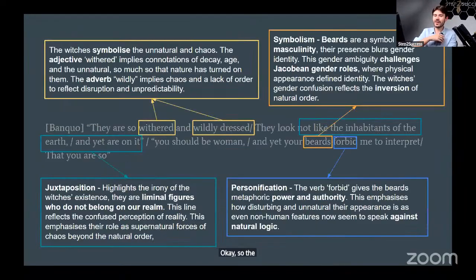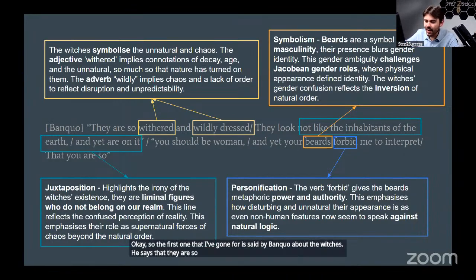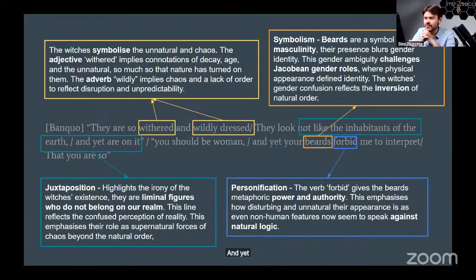Okay, so the first one that I've gone for is said by Banquo about the witches. He says that they are so withered and wildly dressed. They look not like the inhabitants of the earth and yet are on it. You should be women, and yet your beards forbid me to interpret that you are so.